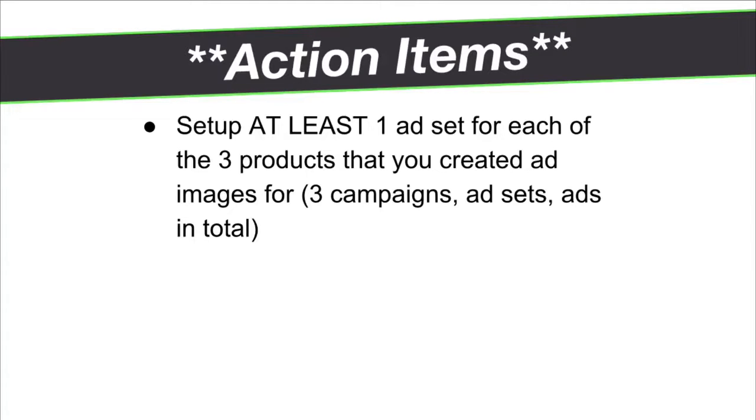You should now know exactly how to set up your test ads. This is a process that can be repeated for any interests and products that you wish to test. Your action items are to set up at least one ad set for each of the 3 products that you created ad posts for. This means 3 separate campaigns, 3 ad sets, and 3 ads in total. Just remember that more action and more testing means more data and quicker results. In the next video, we'll go over how to set up your ad reporting and how to monitor your results and performance.